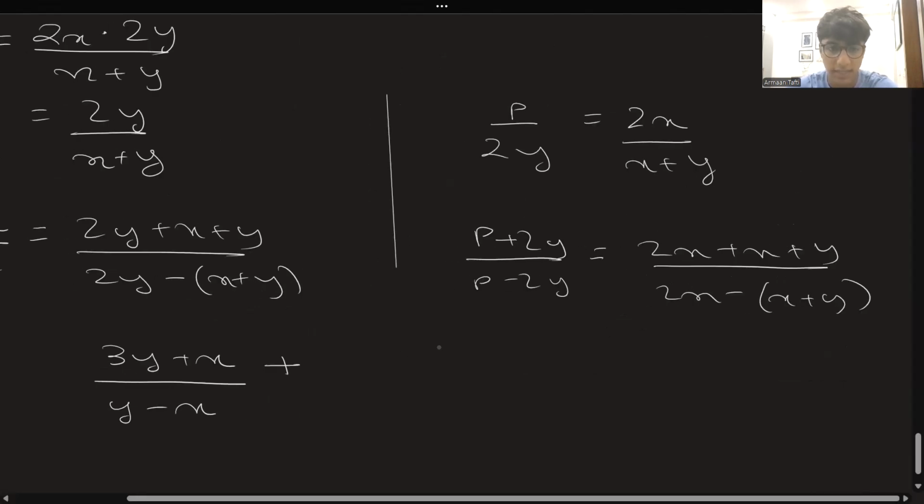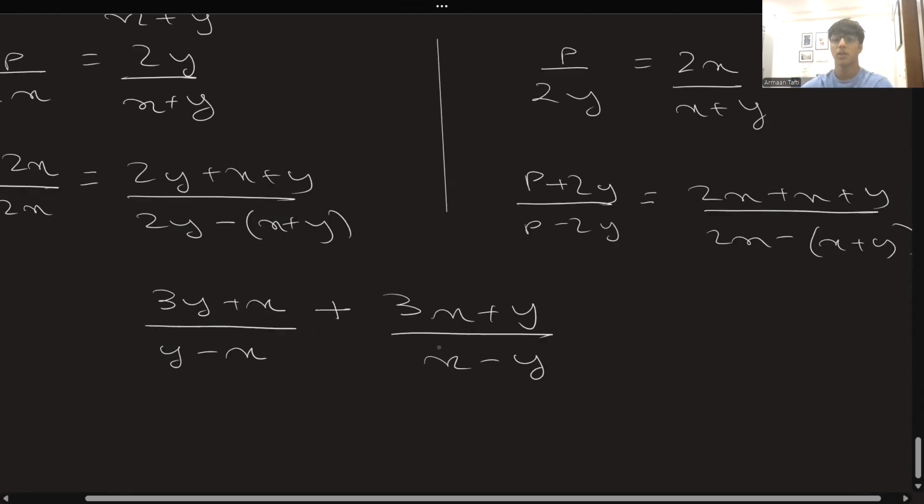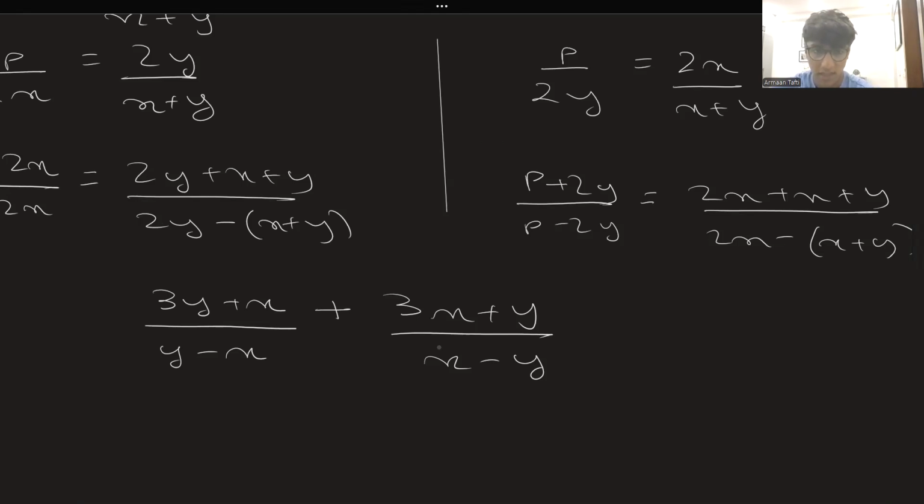Over here, we've gotten what? 3x plus y divided by 2x minus x gives you an x minus y. Now the denominators are not the same, right? And what people normally do is a pretty long method. They cross multiply and get a common denominator, and that increases chances of an error.